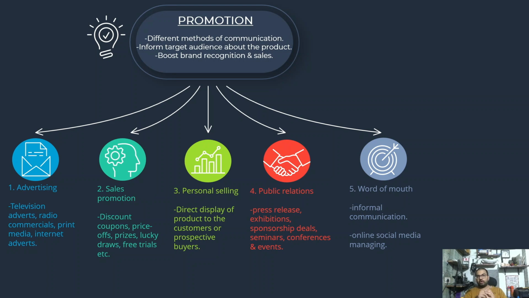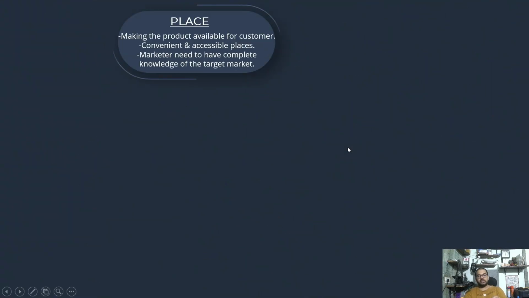mouth about your product. And now, because a lot of sales is happening online, a lot of shopping is happening online, a lot of organizations have online social media managing firms. What they're doing, they are managing their social media accounts so that a good relationship is maintained between the organization and the consumer. The final P in our marketing mix element is the place.